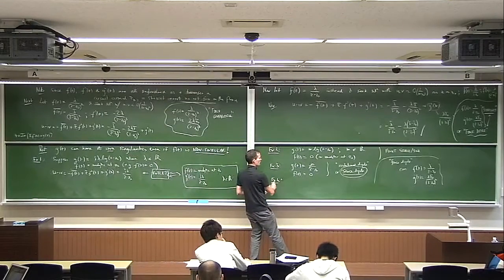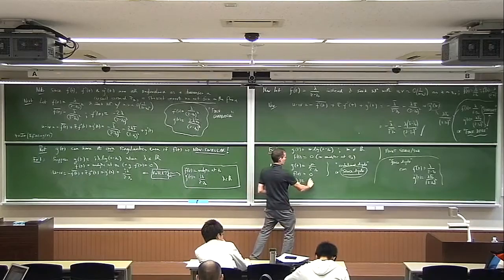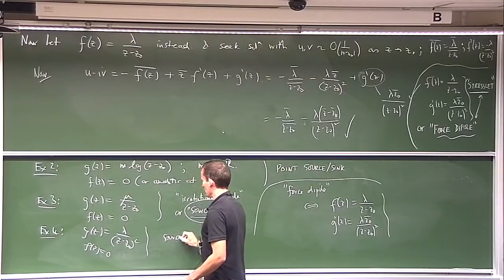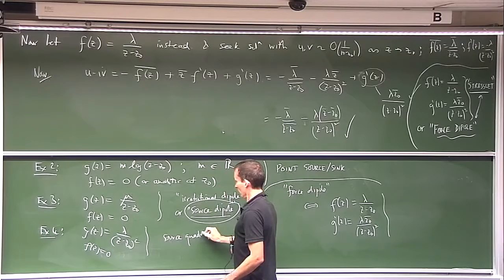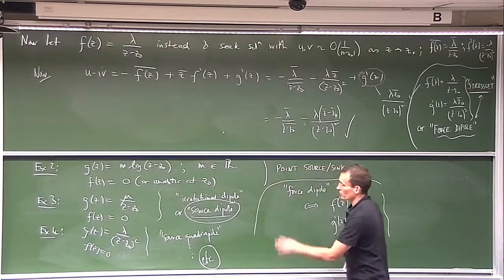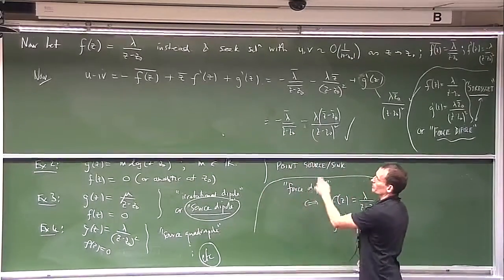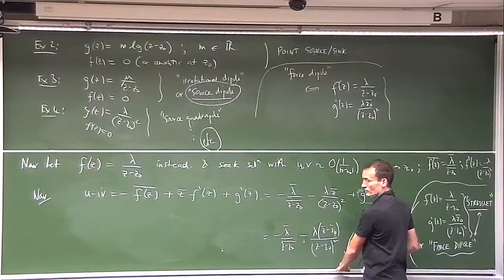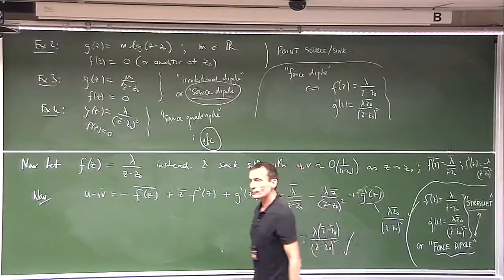And I can go on. If G looks like this squared and F is zero, we call this a source quadrupole, etc. Source octopole, and higher order multipoles. Everyone understand?